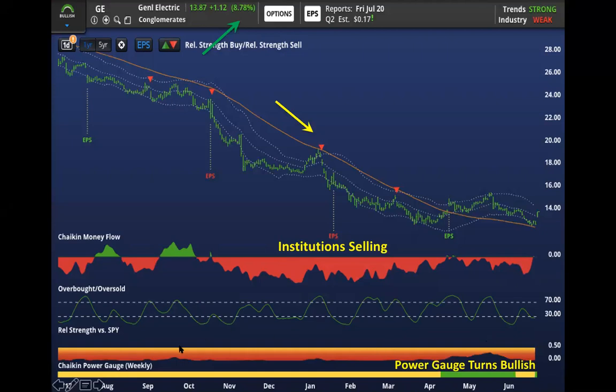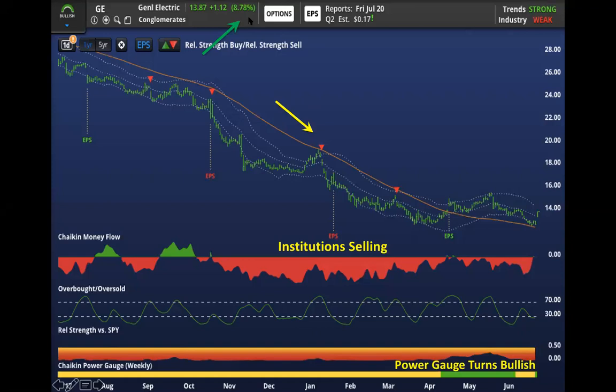Power gauge was neutral, but it was underperforming the market for almost 2 years with huge institutional selling. Anytime you got a relative strength sell signal, you had a 4 to 8 week trade, very profitable. But look what happened about 6 or 7 weeks ago. The power gauge turned bullish. Still underperforming the market. Analysts haven't bought into it, but they bought into it today.